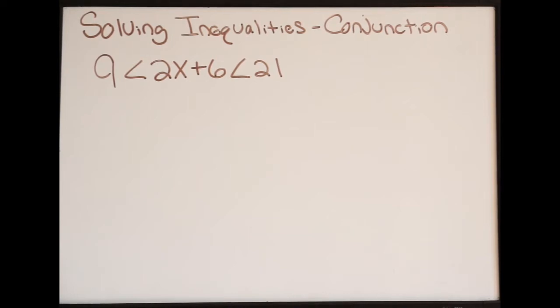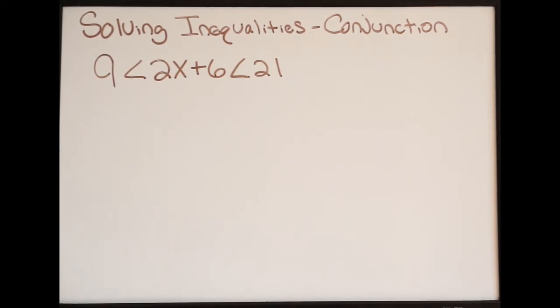Okay, so in this example, we're going to be solving inequalities, and in particular, we're going to be solving conjunctions, right? So this inequality here is a conjunction, meaning it uses "and" as a separator. All right, so we'll do a couple of examples here. So here's our first one. Again, it's an inequality, and it is a conjunction.